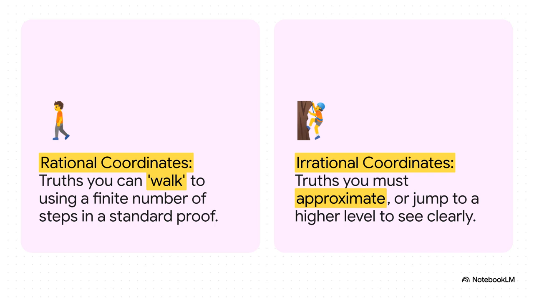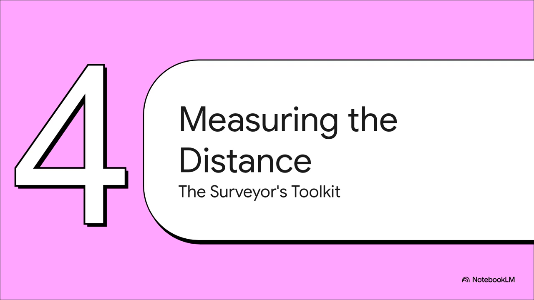You even know their address on the map, but you can't just walk there. You have to kind of sneak up on them with approximations, or leap up to a higher level on that vertical ladder to actually see them clearly. All right, this is it. We have our map, we have our coordinate system.